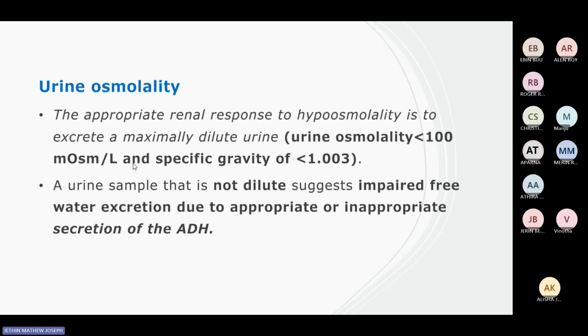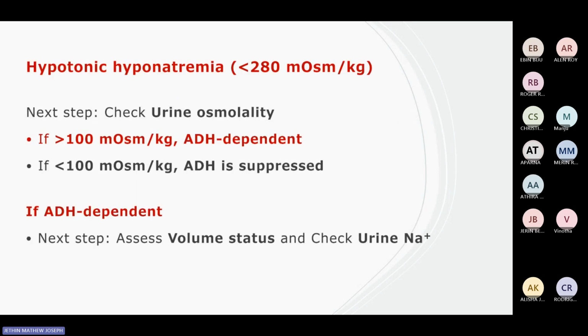So what is urine osmolality? We have already discussed osmolality. It's a measure of the degree of solute in the urine. Normally the appropriate renal response to hypoosmolality is to excrete a maximally dilute urine. So when your plasma osmolality is low, normally the urine should also be dilute because your bloodstream is dilute. A urine sample that is not dilute suggests impaired free water excretion due to appropriate or inappropriate secretion of ADH.